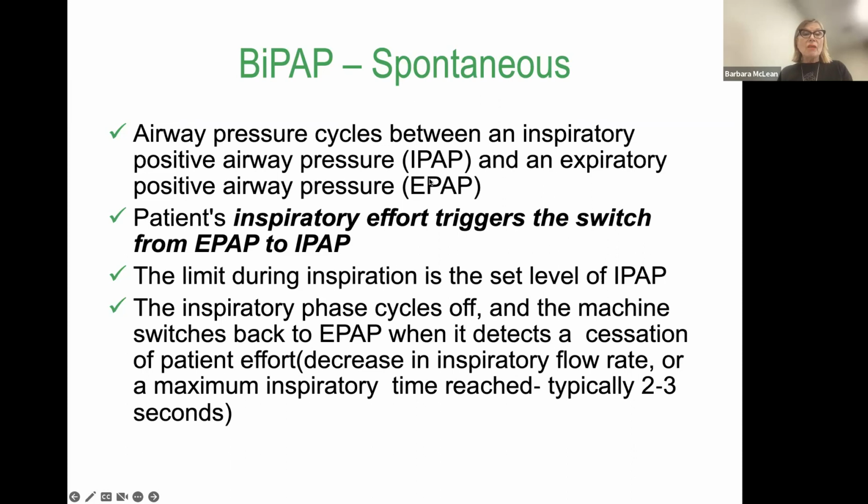EPAP maintains alveolar opening, and we adjust that to address oxygenation. IPAP is going to actually determine my tidal volume. So the difference between the two determines the tidal volume. And that's what I'm going to do to address a patient who is retaining CO2. Now, I'm going to put you on BiPAP if I need to clear CO2. I'm going to put you on BiPAP with a secondary benefit that I can promote better oxygenation. But I only choose BiPAP if I need to regulate CO2.